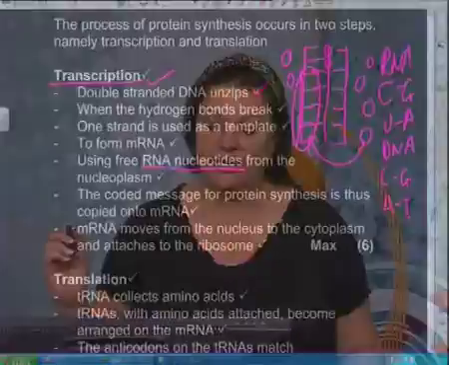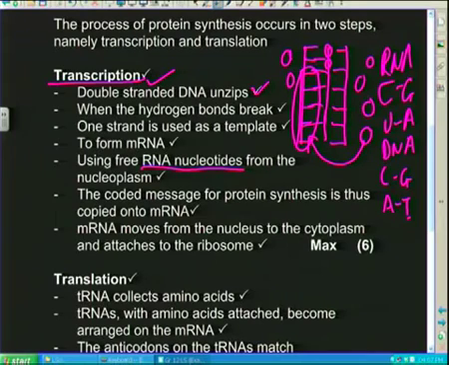Okay, so now you should have had, look at the words, double-stranded, unzipped, hydrogen bonds break. You can say the complementary bases, you form an RNA molecule. It carries the code to make protein synthesis. And as I said, what is the third part?